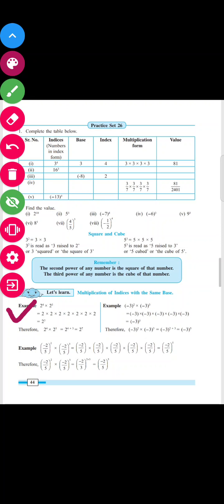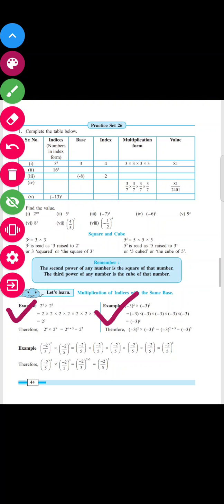2 comes in total 7 times. For the first, 4 times, and for the next one, 3 times. So altogether it becomes 7 times. The law says when the bases are same and there is multiplication, you can add the powers. So 2 raised to 4 plus 3. 4 plus 3 gives you 7. So the answer is 2 raised to 7. This is the law. Let's take one more example.